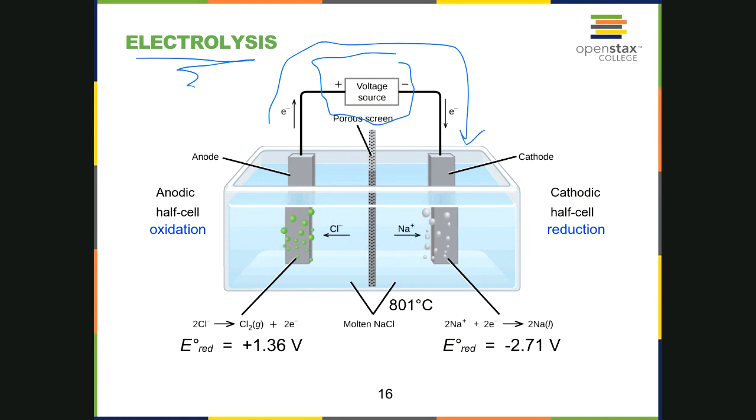Okay, so this example here, we've got molten sodium chloride. It's at 800 degrees C. And this picture is a little hard to get because there's actually a line coming across here.